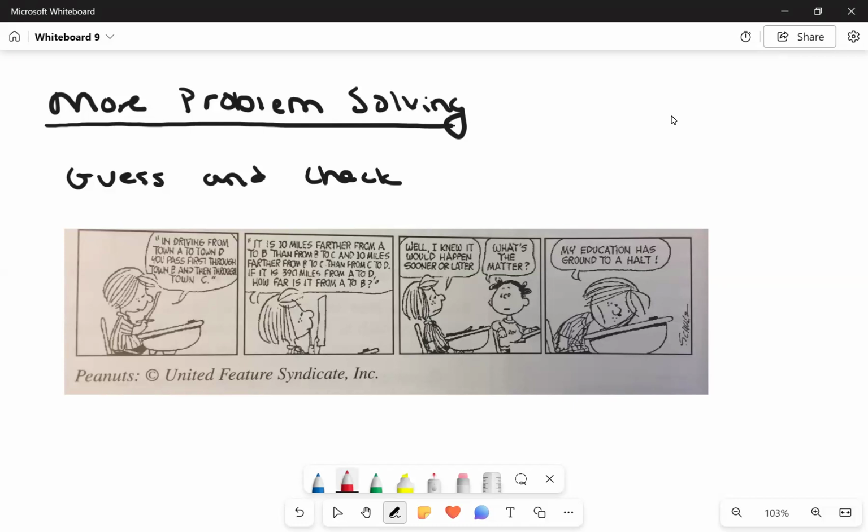Well, I knew it would happen sooner or later. What's the matter? My education has ground to a halt. All right. So if you don't know, that's Peppermint Patty, who's being a little bit of a drama queen and very upset because she felt really overwhelmed by the problem. But here's what's kind of fun. We can create a guess and check way of doing this problem where we just try things. So get your calculators ready. I want you to give this a shot.